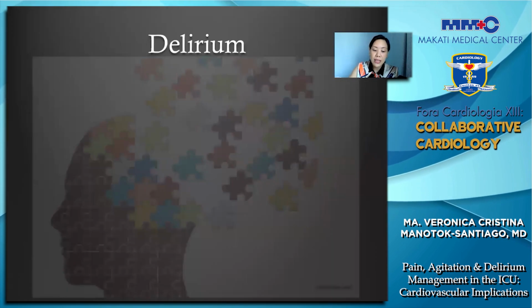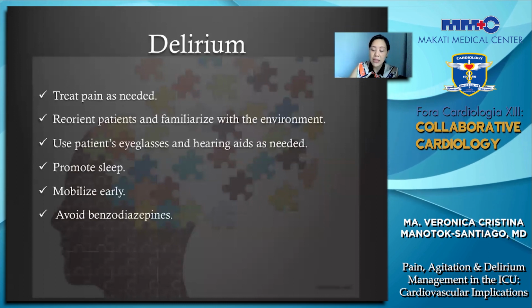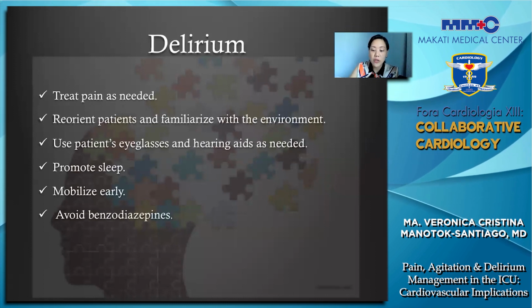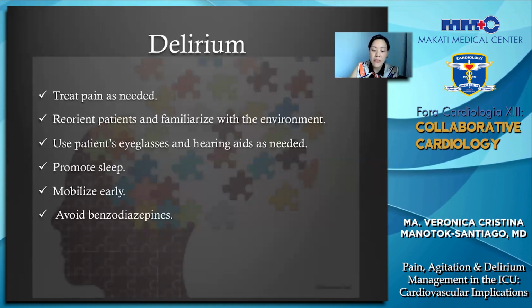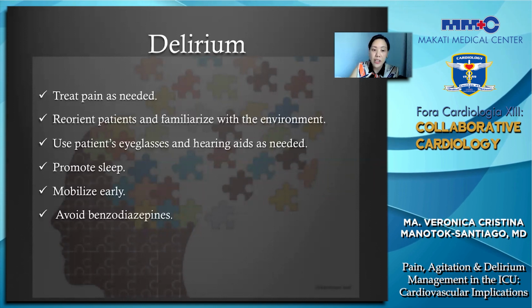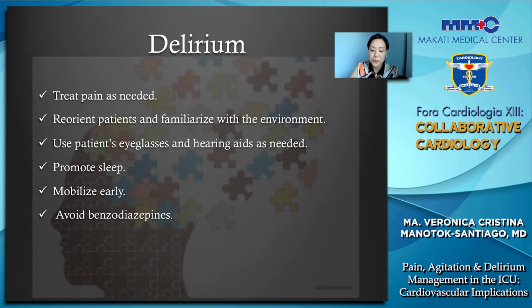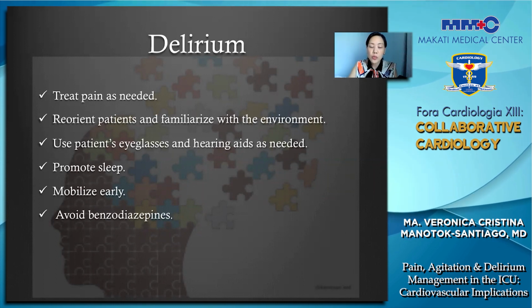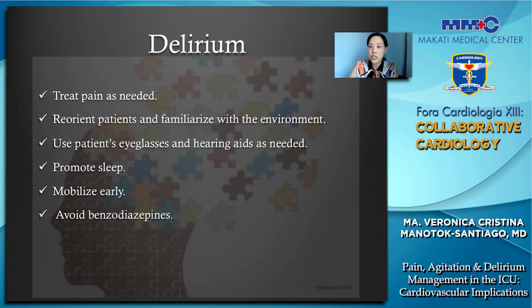And how do we address delirium? If you remember in the earlier slide, we said that pain can be a significant cause of delirium, and so we treat pain as needed. Also, it helps to reorient patients and familiarize them with the environment. So we encourage them to use their eyeglasses and hearing aids as needed. It's important also to promote sleep by controlling the light in the room and decreasing nocturnal stimuli.